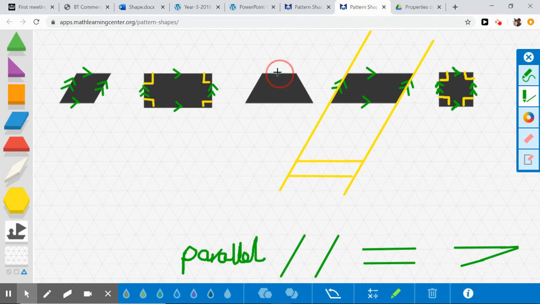These two lines are parallel because they will never, ever, ever meet. They're always the same distance apart. Whereas these two lines, if I carried on up here and I carried on up here, then they would eventually meet. So they're not always the same distance apart. So there you have it. Loads of new words to think about today.